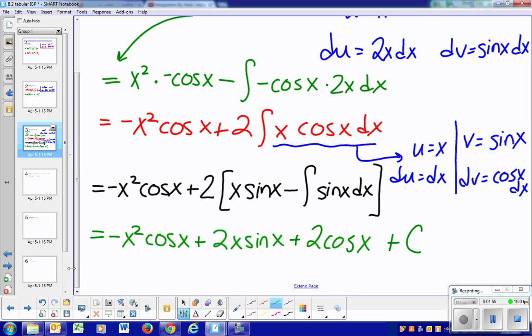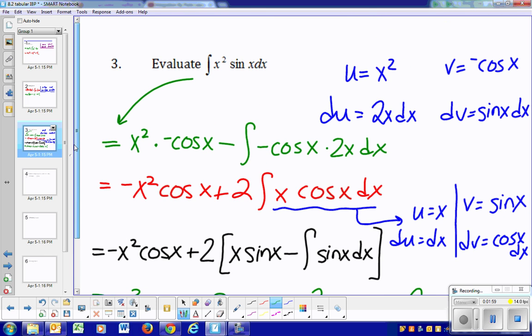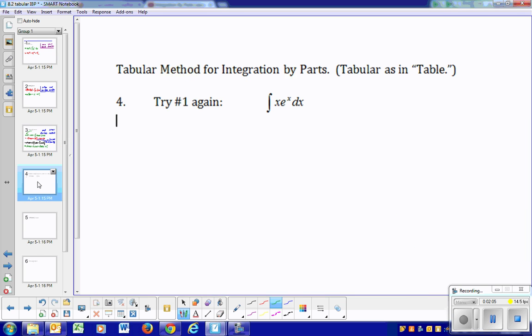Okay? All right, we are now going to learn a little bit of a shortcut, kind of an organizer for questions like number 3 that require integration by parts multiple times. And it's called tabular integration by parts because that word tabular is referring to a table. So that's how we will approach this.